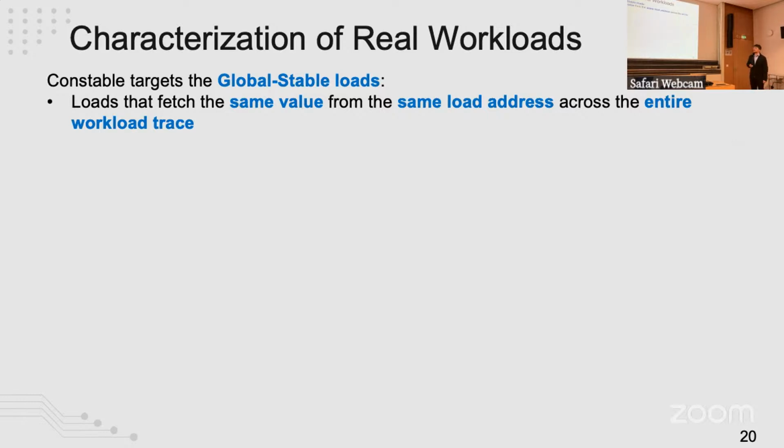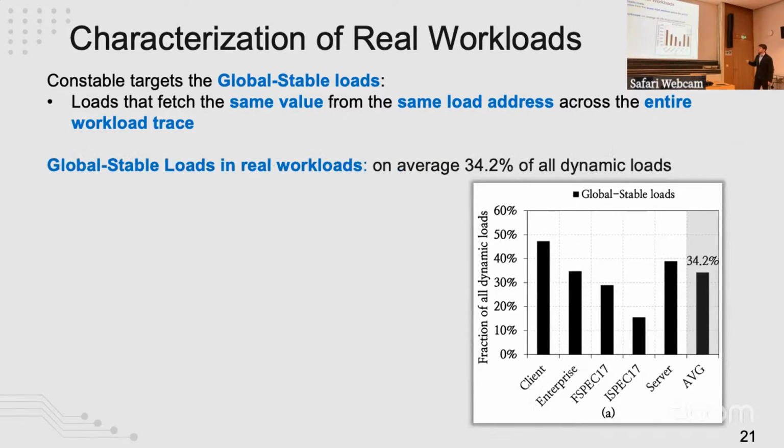targets the global stable loads. Global stable loads are the loads that fetch the same value from the same load address across the entire workload trace. With the characterization of various and distinct workloads, we see that over 1/3 of all dynamic loads in a system are global stable.